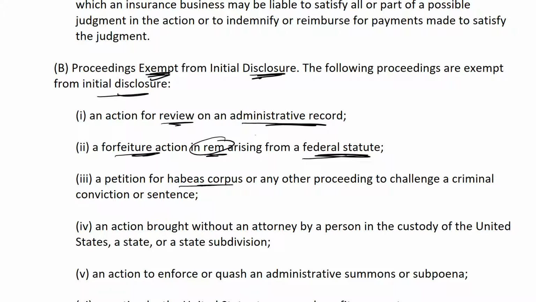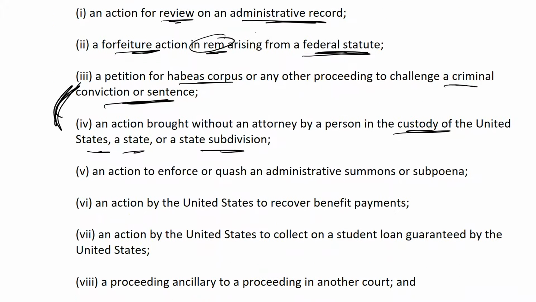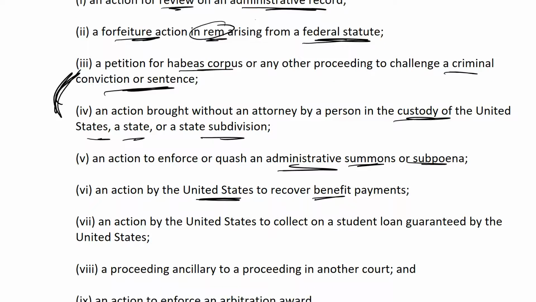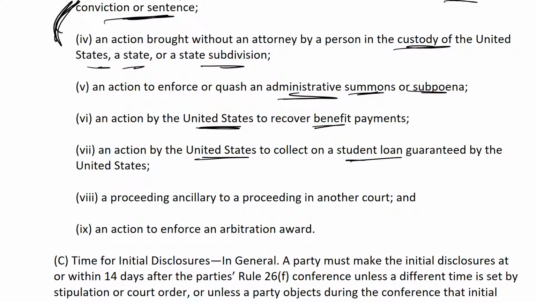Habeas corpus, or other proceeding to challenge a criminal conviction or sentence. Okay, that's going to involve somebody trying to free or to get a new trial of a prisoner who's being held in another state or federal custody, right? An action brought without an attorney by a person in custody of the U.S., state, or subdivision. Same idea, essentially, as number 3. To quash an administrative summons or subpoena, again, dealing with the government. Action by the United States to recover benefit, government. U.S. to recover student loans, government.